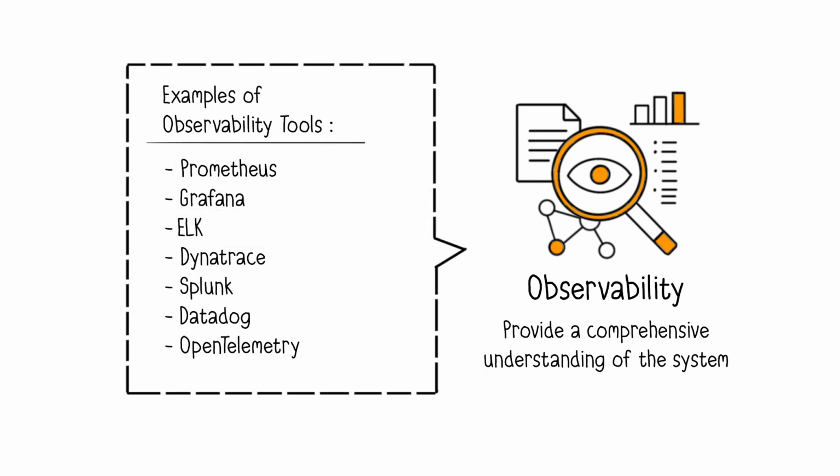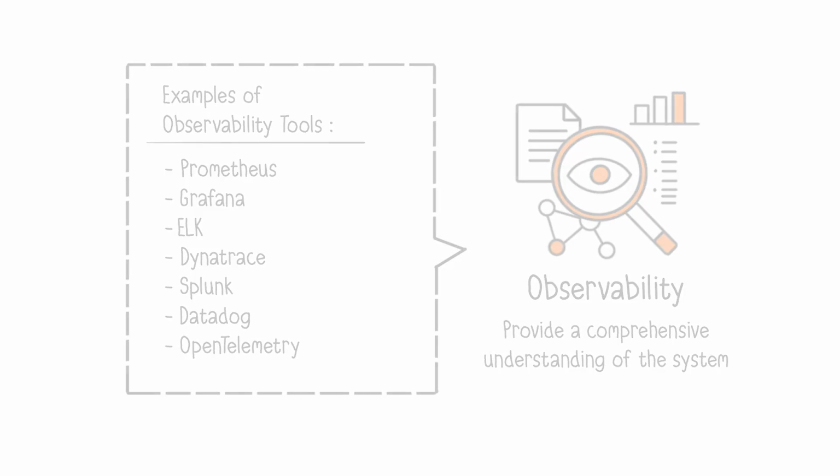And finally, here are examples of popular observability tools: Prometheus, Elasticsearch, Logstash, Kibana, commonly known as ELK, Dynatrace, Splunk, and Datadog.